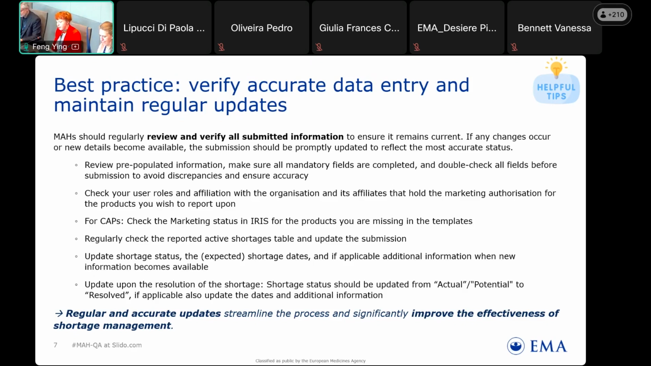Do update the shortage status, the expected dates, and the applicable additional information. Of course, when new data becomes available, when you know something new on the shortage, and do update it upon the resolution of the shortage as well. So make sure that you have changed the shortage status from actual or potential to resolved when the shortage actually resolves, and with the applicable dates and other information. Now, of course, the regular and accurate updates do streamline the process and improve the effectiveness of overall shortage management.